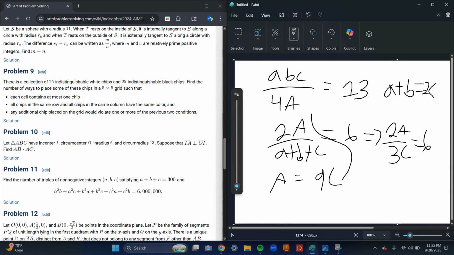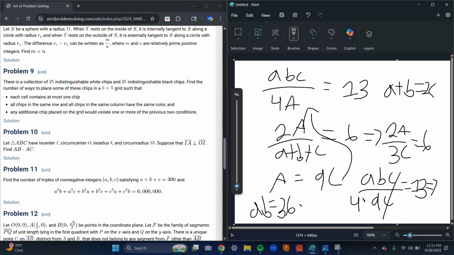So now we can just plug that in here. So we have ABC over 9C, they conveniently cancel, is equal to 13. And then we multiply this by the extra 4. So we finally get that AB equals 36 times 13. And that gives us our final answer of 468.